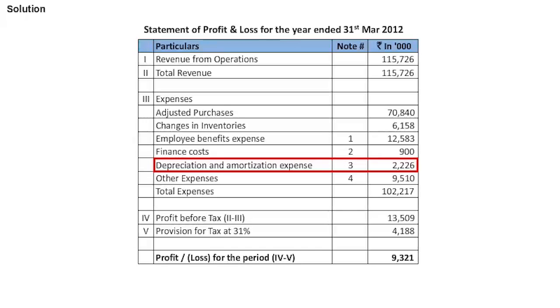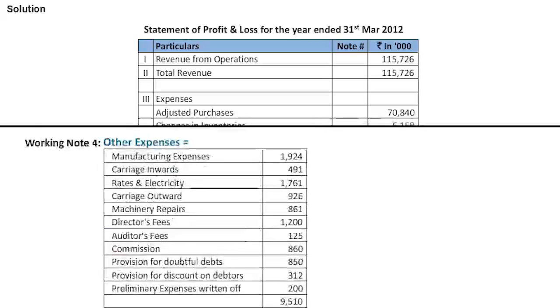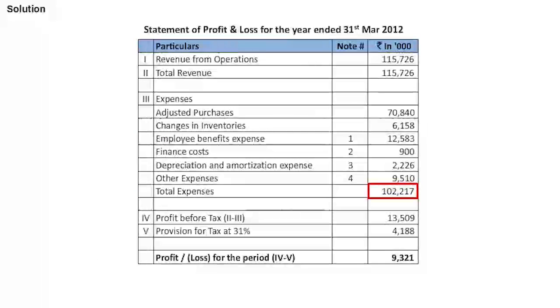Note number 3, that was for depreciation. We have already seen it. So 2,226. Then other expenses, 9,510. That is basically the notes to accounts which we have already seen. So this is 9,510. So these are your total expenses.